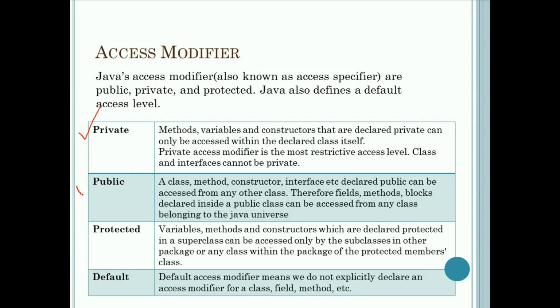Whereas public is available to each and every class. If you declare any method or class as public, it can be available to any other class. Next is protected. Protected is a combination of both public and private, and it is used in the concept of inheritance. We will explain what inheritance is in future videos. The next one is default. Default access modifier means we do not explicitly declare an access modifier for a class, field, method, etc. Now we will see a program to illustrate all these concepts which we have learned in this video.